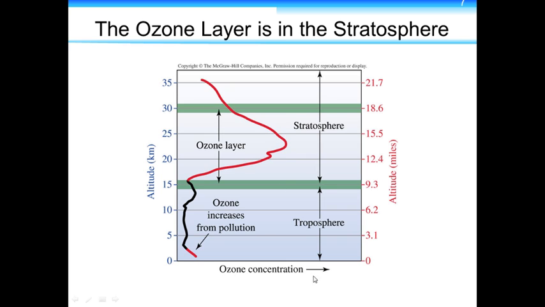So here on the x-axis, we have increasing concentration to the right. On the y-axis, we have altitude. You can see at 0, close to ground level, there's some increase in ozone from pollution, as we talked about in Chapter 1. And then when you get into the stratosphere, you see this very large peak of ozone concentration. And it's where the largest or the most concentrated regions of ozone are that we define as the ozone layer.